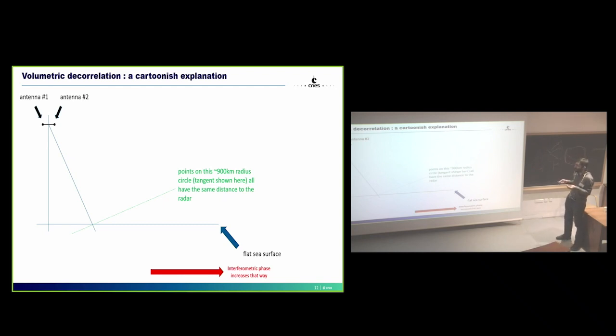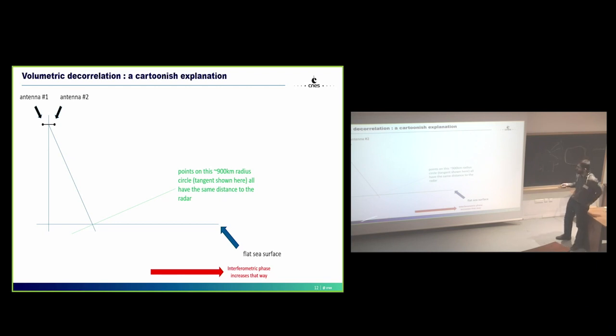If you look at a particular incidence angle here that I've chosen, all the points at the same distance from the radar are on a circle. That circle is a very large radius circle because this is in space, so this is about 900 kilometers. So instead of showing you a circle here, I've just plotted a line which is the tangent to the circle.